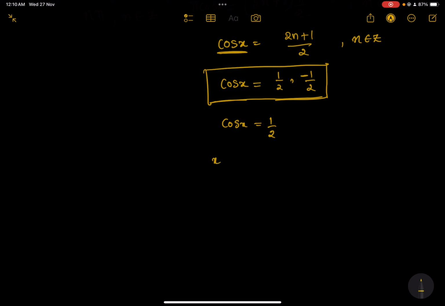What is the solution for this? x is equal to 2nπ plus or minus π/3. And for cos x equal to minus half, x will be 2nπ plus or minus 2π/3, because cos 2π/3 is minus half. Okay. So now let us find out the values.